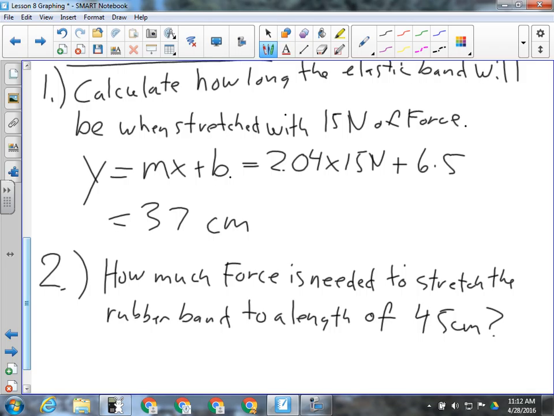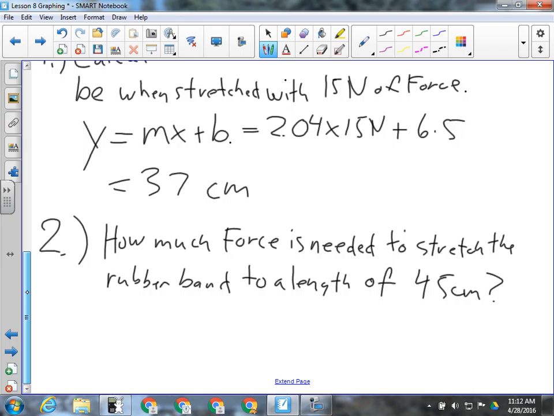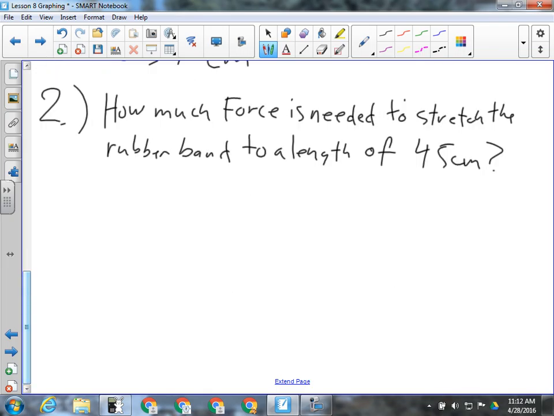Okay, they would ask us how much force is required for a specific length. In this case, 45 centimeters. Did you stay on the line? I was watching those. Oh, okay. So we've got to extrapolate now for an x value.